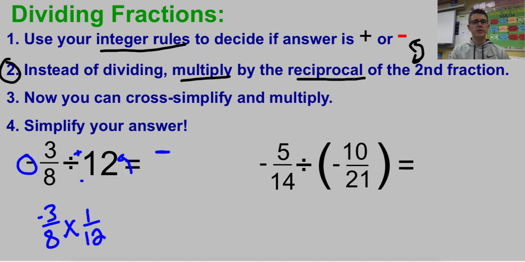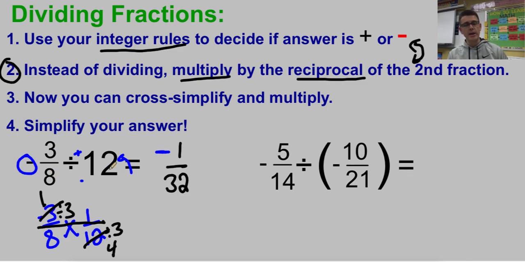Once I've found its reciprocal, now I'm ready to go ahead and cross simplify. So in this case, 3 and 12 can each be divided by 3. So I get a 4 and a 1. When all of your numerators or all of your denominators are 1s, that's a good sign you've gone as far as you can. 1 times 1 is 1. 8 times 4 is 32. And if you think about it, if I only had 3/8 of a pizza, and I divided that up into 12 tinier slices, it makes sense that I would have some pretty small pieces out there.